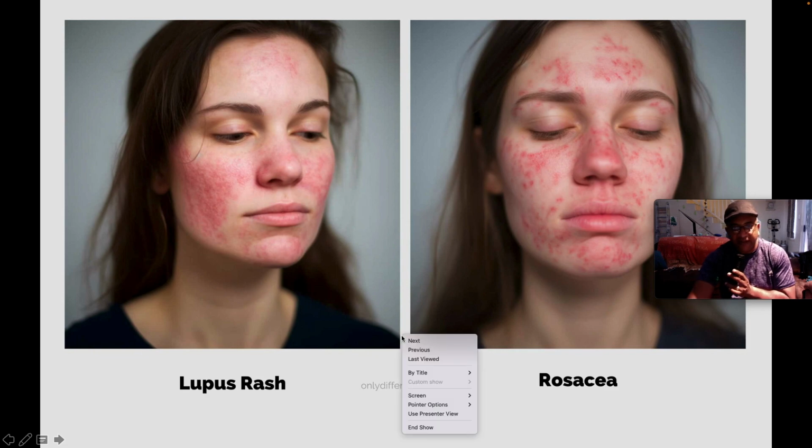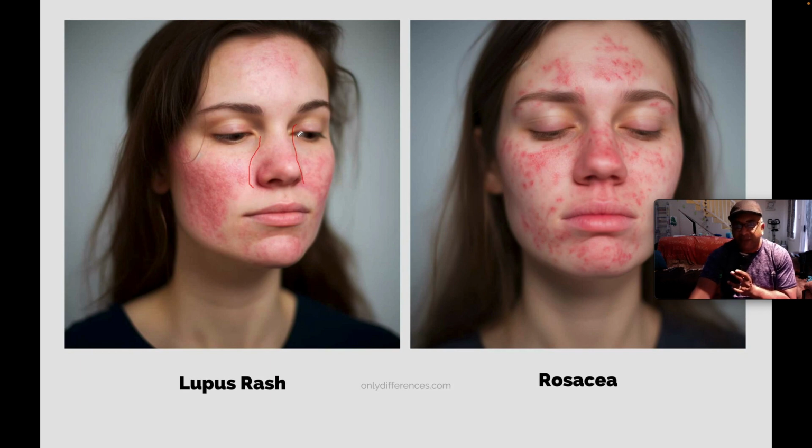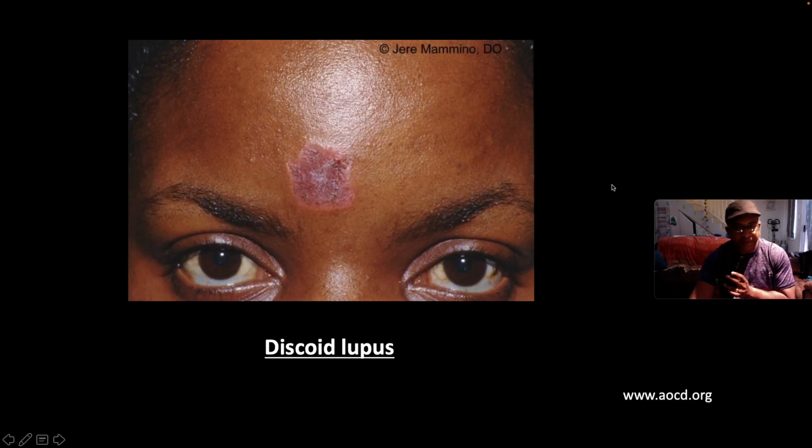This is the infamous butterfly rash of systemic lupus erythematosus. Note how there is sparing of the nasolabial fold, right? Erythematous butterfly distribution on the malar area. But contrast this to rosacea. In rosacea, we have involvement of the nasolabial folds, and that's a way to distinguish and differentiate these two infamous rashes. Now remember that lupus has a variety of skin manifestations.